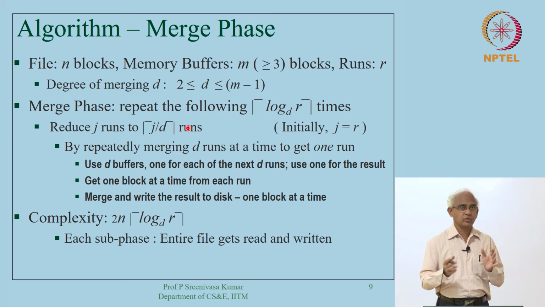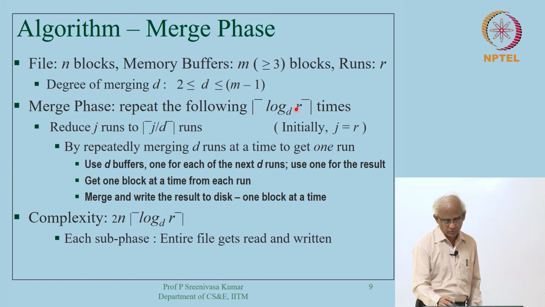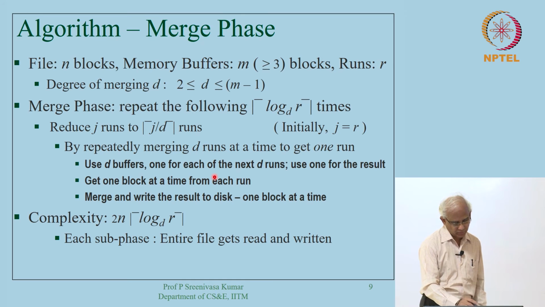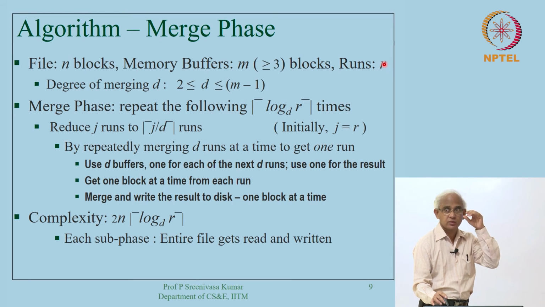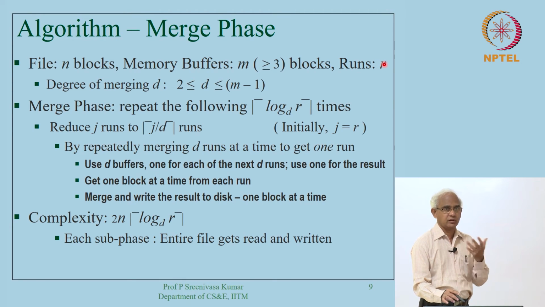So, if you have 1024, okay, you know what the log function is, so I do not have to repeat that. Since you are doing this log r to the base d number of times, what is each phase doing? In each of these phases we are reading all the runs and then converting them into a fewer number of runs. Essentially we are reading the whole data file.